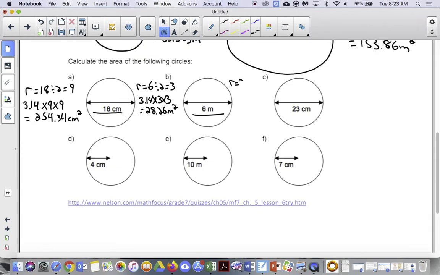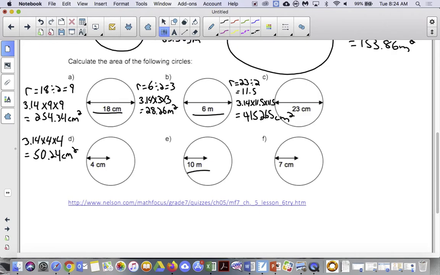The next one, again, is a diameter. So to get the radius, I'd take 23 divided by 2, and I'd get 11.5. So to get the area, it's 3.14 times 11.5 times 11.5. I put that all onto my calculator, and I get 415.265 centimeters squared. Now, the next one is the radius, so I do not have to divide whatsoever. So I'd take 3.14 times 4 times 4. I'd put that on my calculator, and I'd get 50.24 centimeters squared.